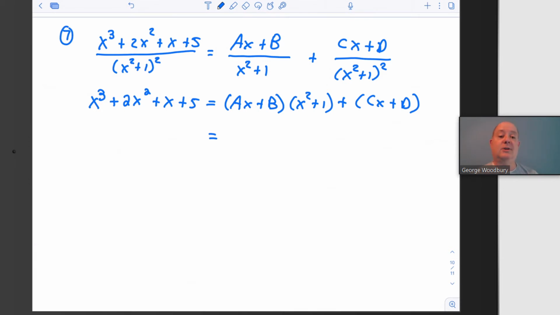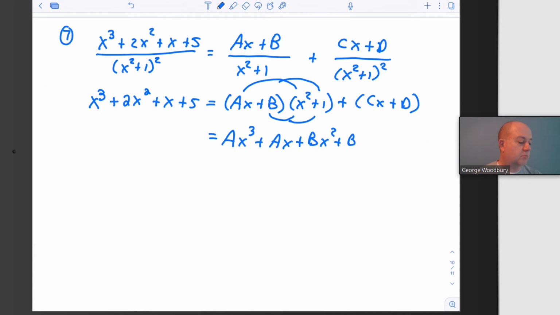Ax plus b times x squared plus 1. We want to use FOIL-style multiplication. Ax times x squared is ax cubed. Ax times 1, that's plus ax. Distribute the b, that's plus bx squared. And b times 1 is just plus b. Nothing to multiply, so just copy down plus cx plus d. And this is still equal to x cubed plus 2x squared plus x plus 5.